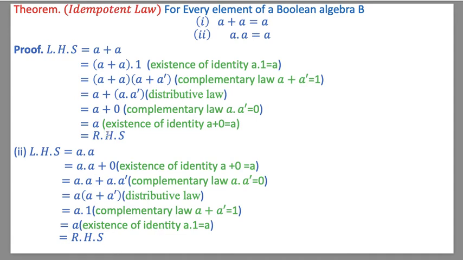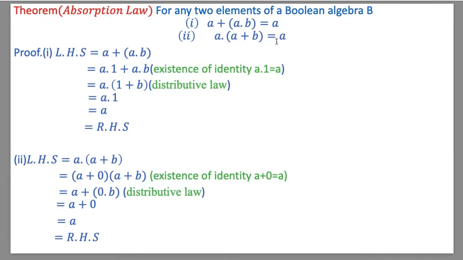So we have proved the idempotent law, according to which A plus A equal to A dot A equal to A for every element of a Boolean algebra B. Second is absorption law. For any two elements of a Boolean algebra B, A plus A dot B equal to A dot A plus B equal to A.